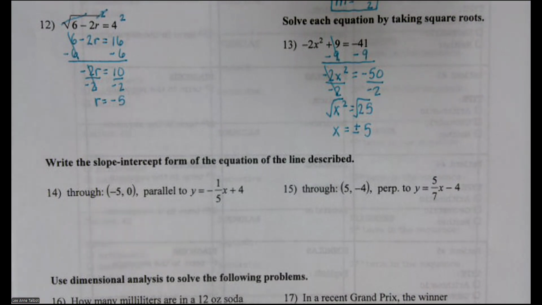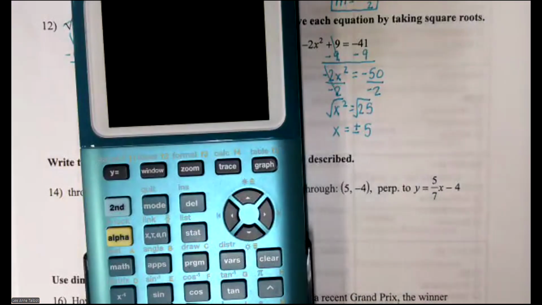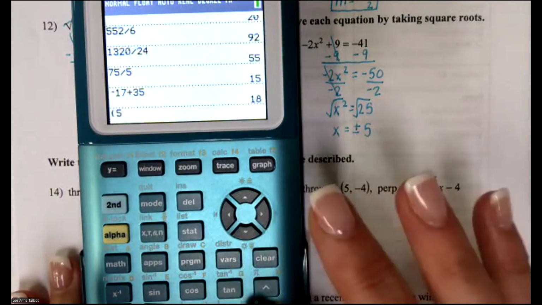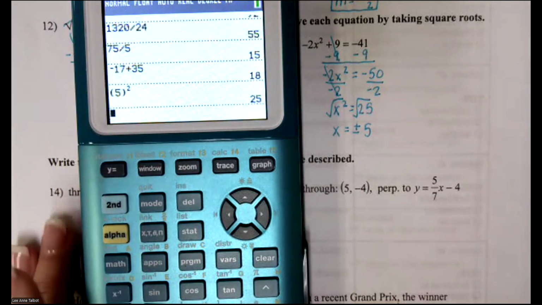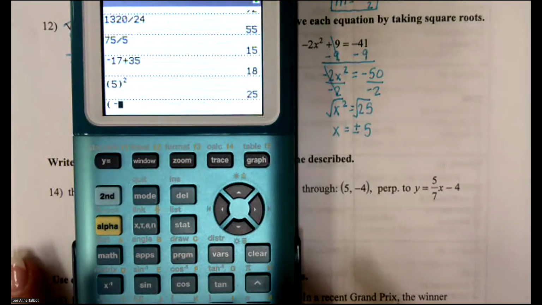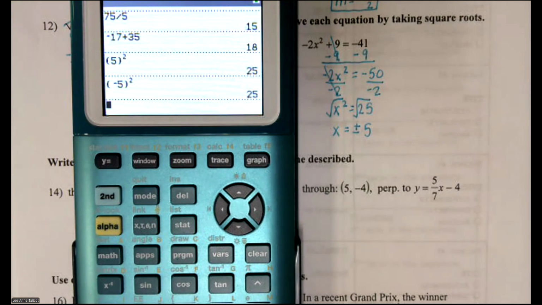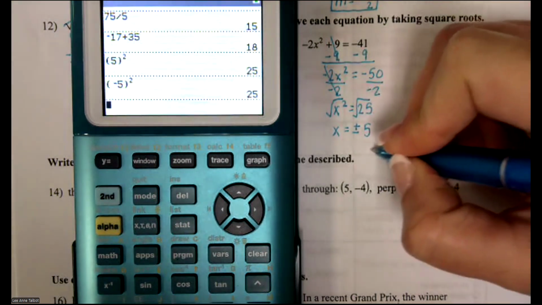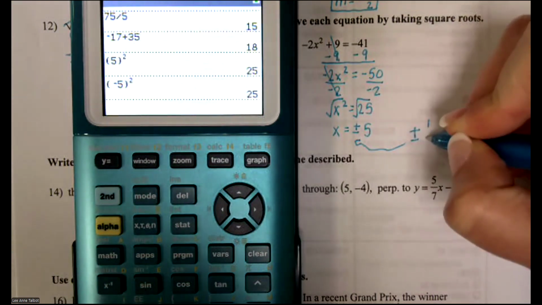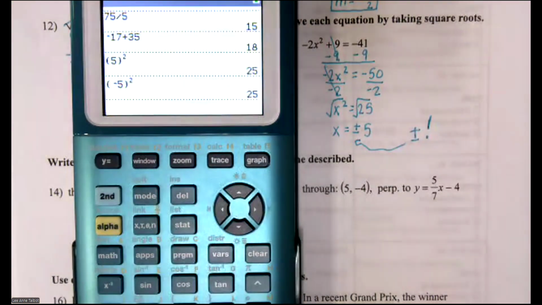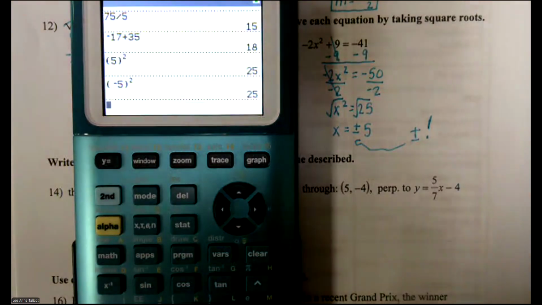Do you want to know why there's two answers? Yeah. So what if I did this? I get 25. What if I do this? I get 25. There's two different things that work to get 25, because a positive times a positive is a positive and a negative times a negative is a positive. There's two options. You're just going to have to remember, whatever you can do to make sure that you don't forget that whenever you square root an equation, it's plus or minus.